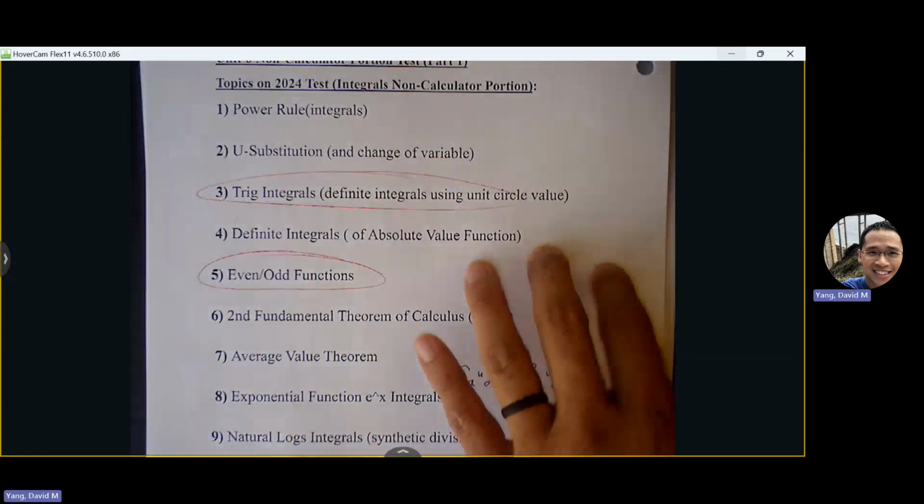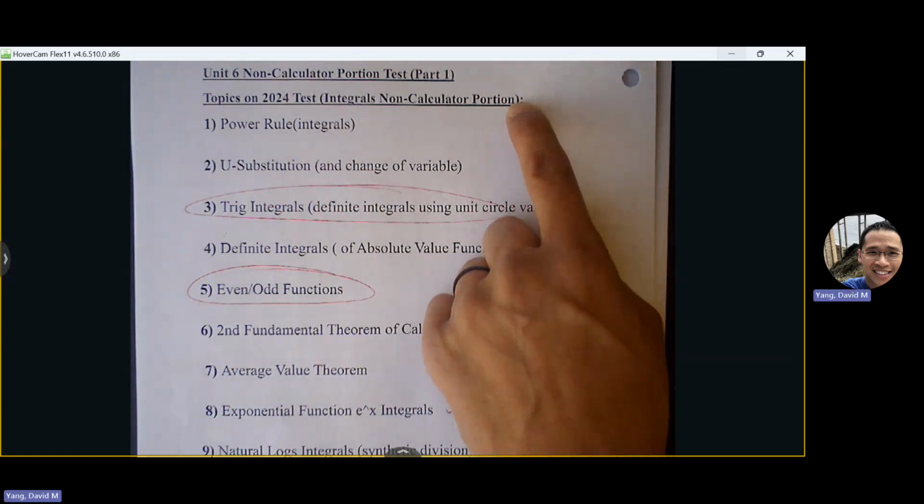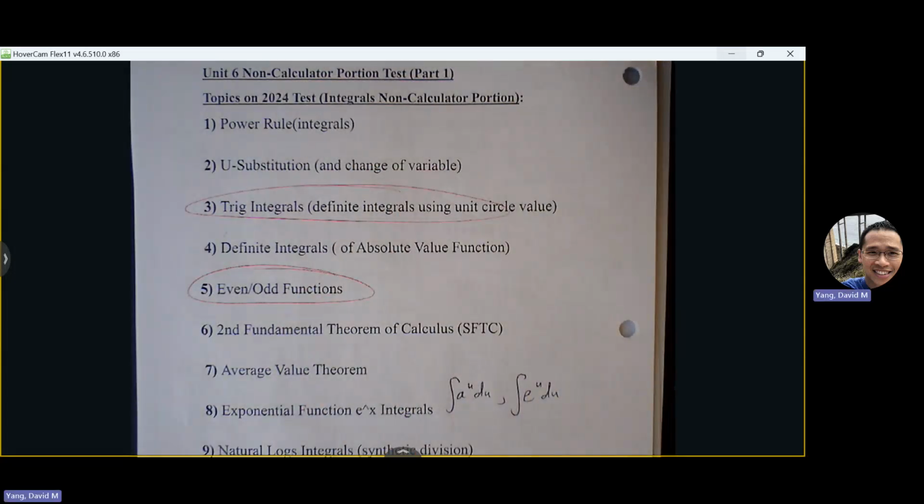Again, let me highlight what you can expect on the test tomorrow, non-calculator portion. So power rule integrals, know when to apply power rule. If there's only one term in the denominator, we can split up into individual fractions and largely rely on power rule. Use substitution, change your variable. Use substitution is your second option. If something cannot be handled using expansion, power rule, splitting up, then you can look at use substitution as your second option.